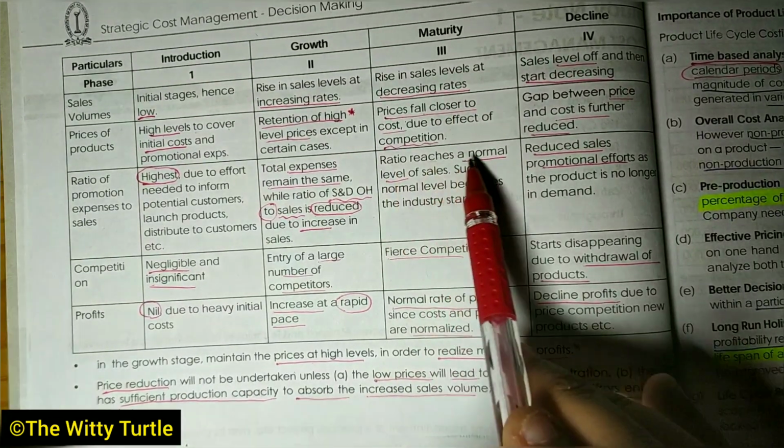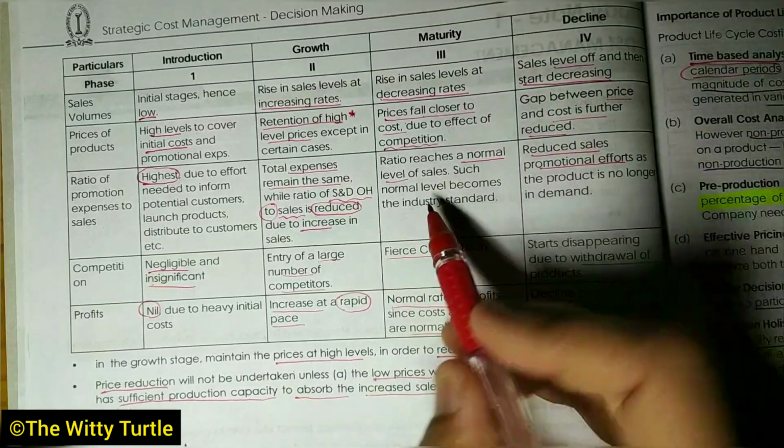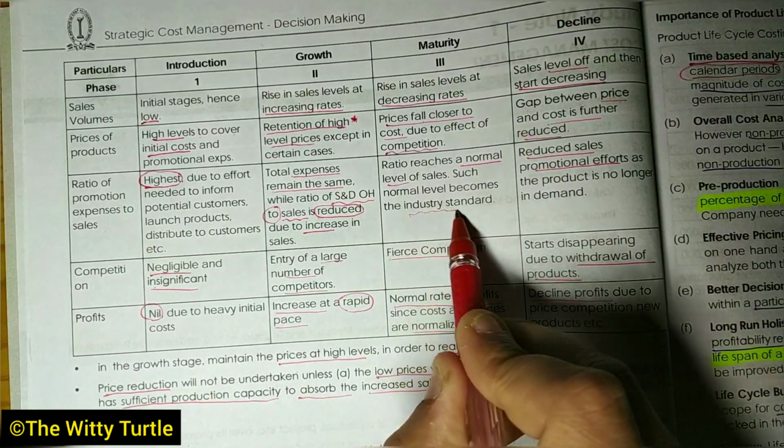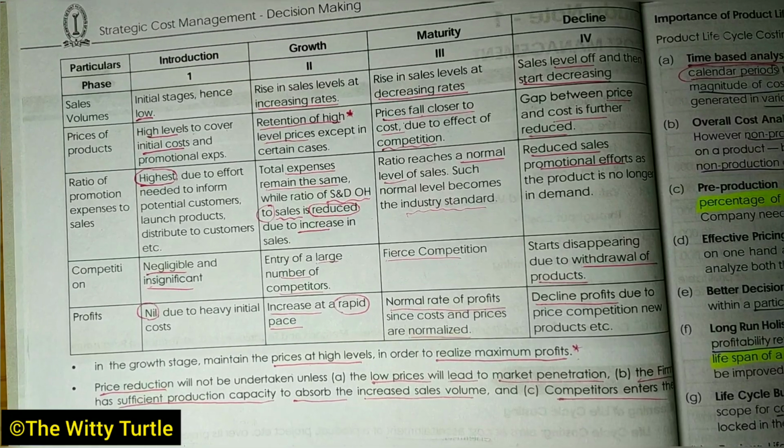In the maturity level, what happens? The ratio reaches a normal level of sale, and this normal level of sale generally becomes the industry standard. What is the meaning of industry standard?